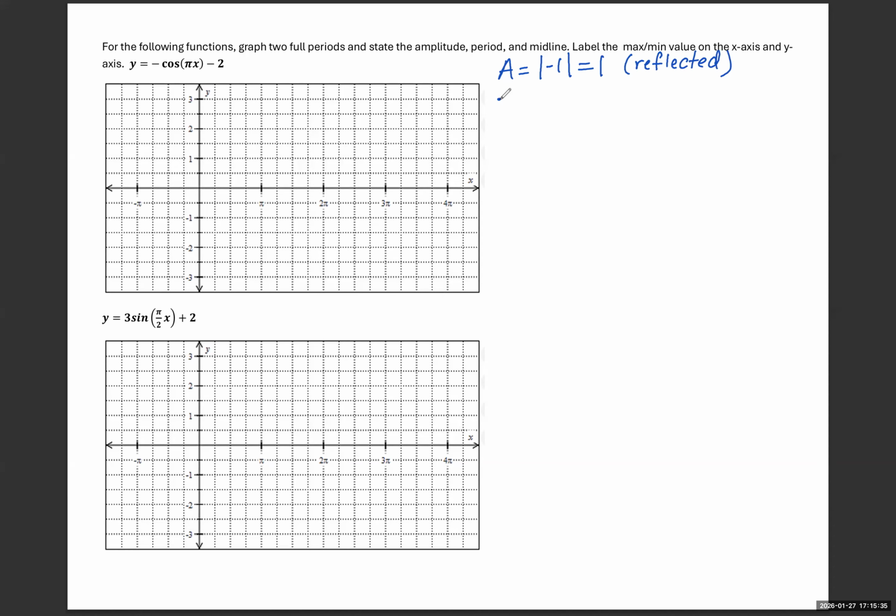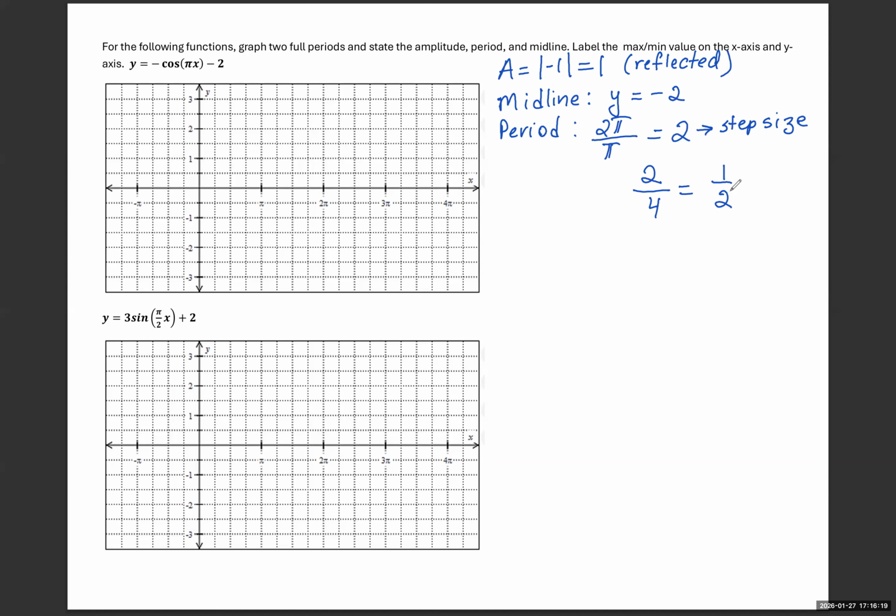Now, the midline, let's do that one first. Midline is y equals -2. And my period, so the fundamental period for cosine is 2 pi. We have to divide it by the number in front of the x, which is pi. So this is 2. So my period is 2, which means that the step size that I will have, well, that is 2 divided by 4 equal parts, which is 1/2.